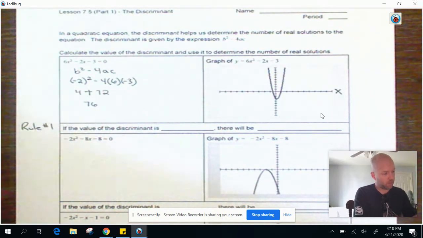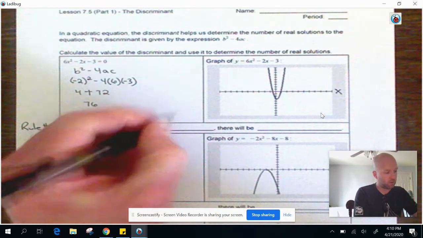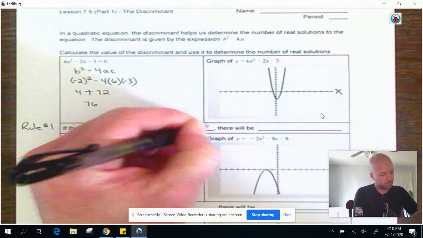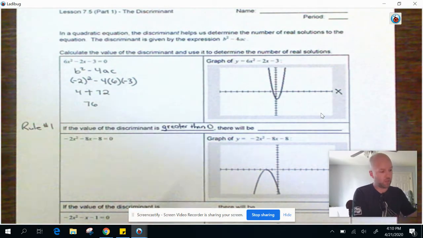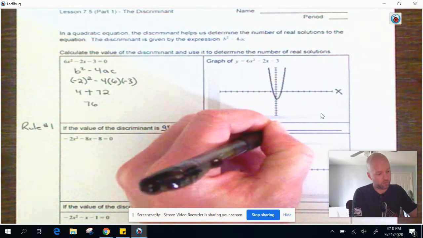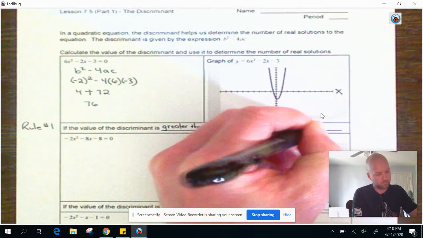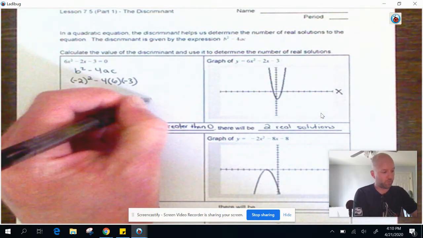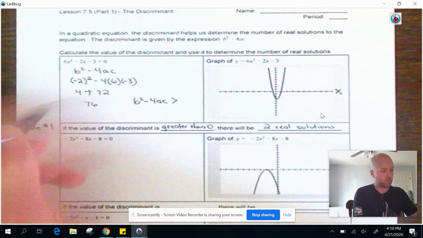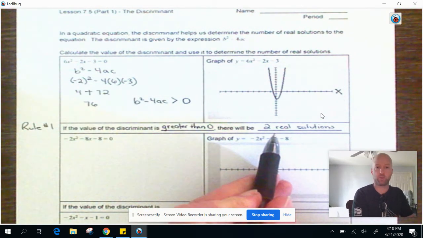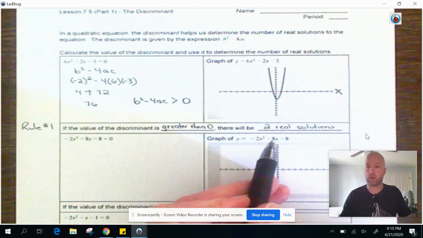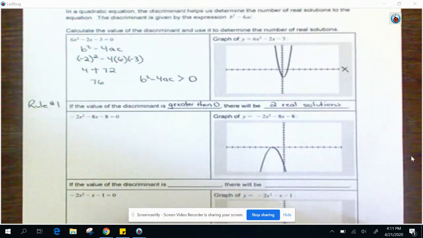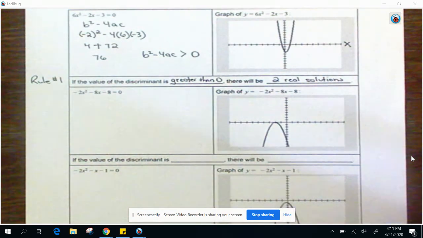Rule number 1. If the value of the discriminant is greater than 0, there will be 2 real solutions. Okay, so here's the test. If b squared minus 4ac is greater than 0, then you'll have 2 real solutions. Okay, so I'm going to move this for a little bit more space. All right, so let's keep going. So that's rule number 1.